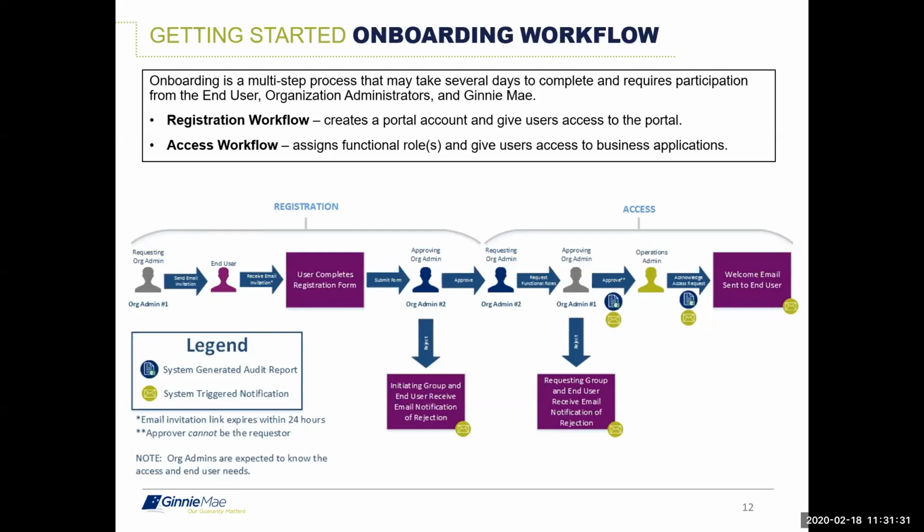If for some reason some information in that request is inaccurate, the org admin would reject that request and we would start over. But assuming that everything is correct, that organization administrator approves the request and then immediately proceeds to request a functional role for that user. Once that role has been requested, another organization administrator, meaning not the one who requested the functional role, will go in and either approve or reject that functional role request, okay? If there's an error in the functional role request, you can reject it at that time and then start over with requesting a new functional role. But assuming everything is correct, that organization administrator will approve the functional role.